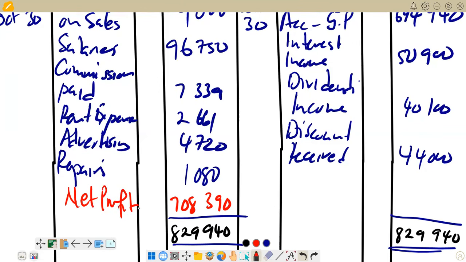But if the debit was greater than the credit, it was supposed to be a net loss, and it would come on the credit side, and we write it as net loss here. But in this case, it's a net profit. So this is what we have, guys, in terms of the ledger account of the trading account and the profit and loss account.